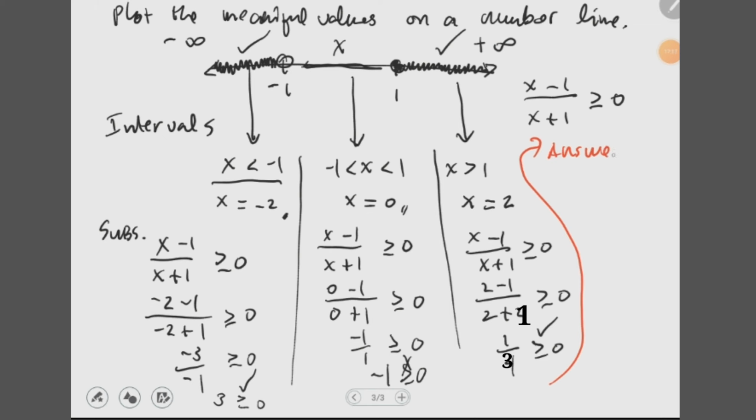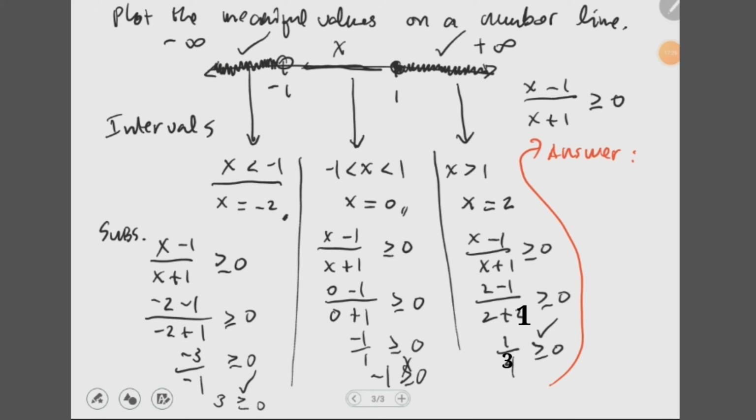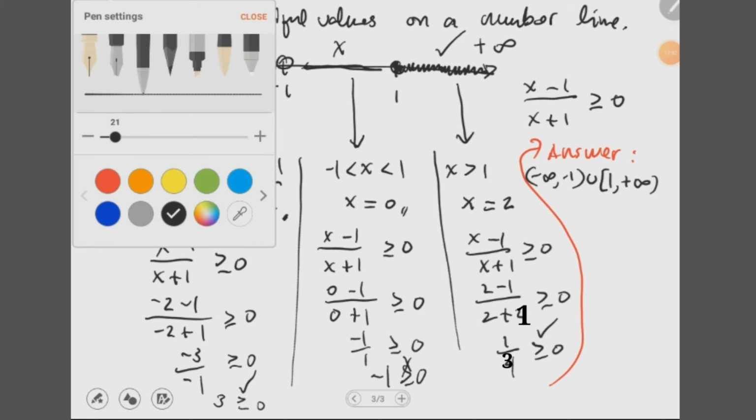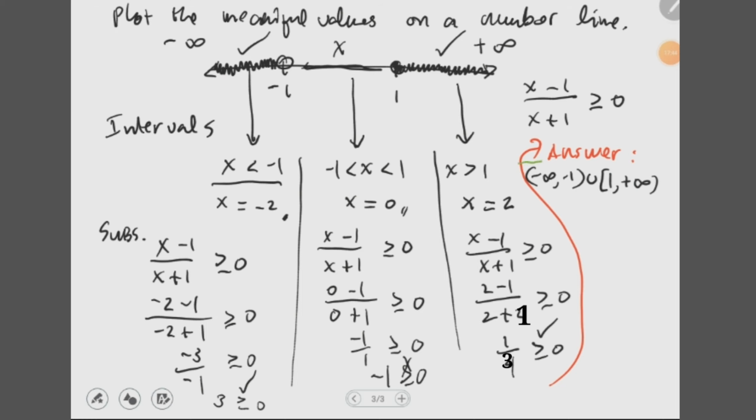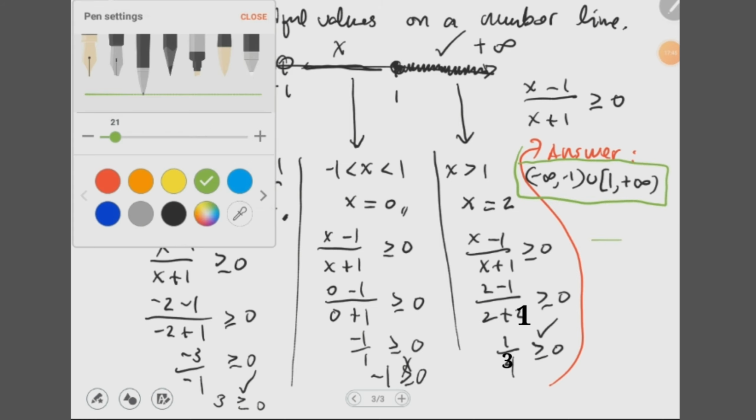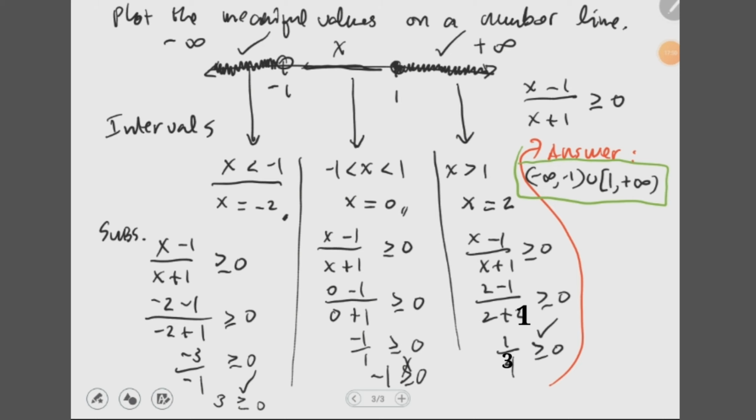Okay, so now finally we are going to derive our answer, but we have to express the answer in interval notation. So we have negative infinity up to -1, but we're going to use an open parenthesis for -1 because -1 is not part of the solution. Union 1 up to positive infinity, we use a bracket for 1 because 1 is a part of the solution.